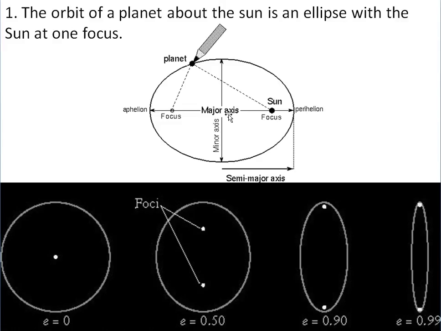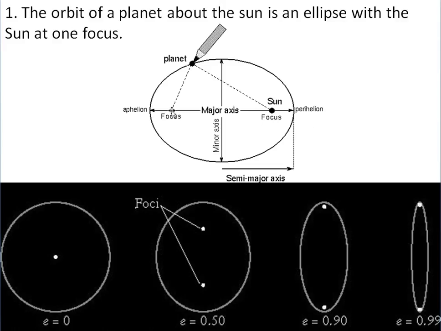There's the major axis, which is the long dimension of the ellipse. There's the minor axis, which is the short dimension of the ellipse. And for us, in using Kepler's third law, the thing that we really want to pay attention to is the semi-major axis, which is nothing more than half of the major axis. So if you know the major axis, you just divide that by 2 and you get the semi-major axis. And that's the thing that we're really going to want to pay attention to.